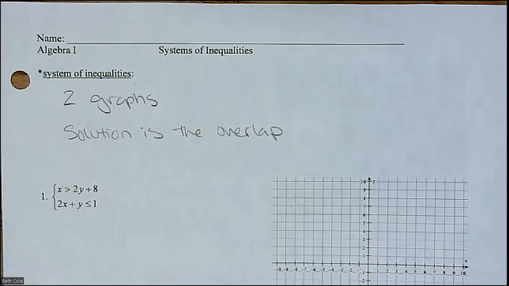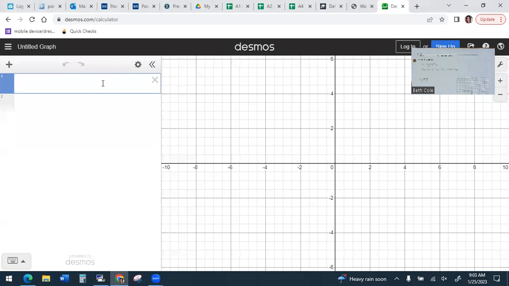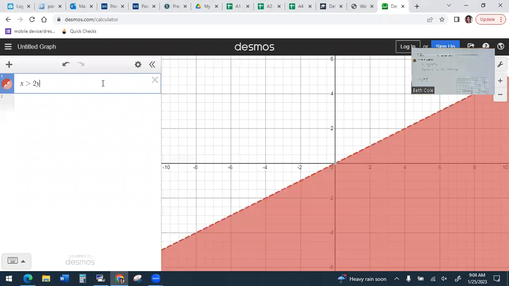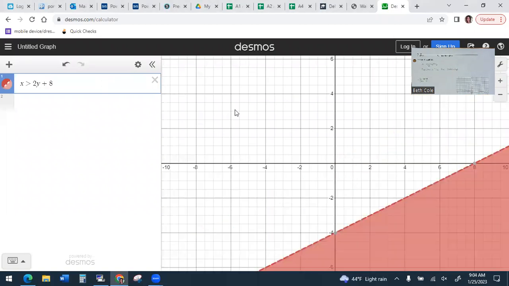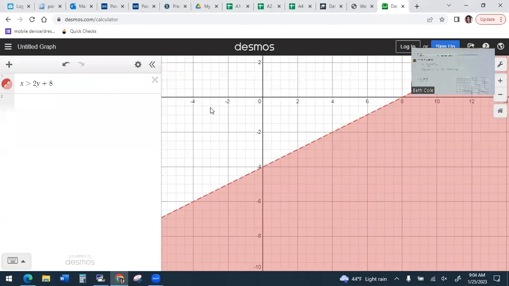I'm going to share my screen and open up Desmos and type in that first one, x greater than. And if you're like, that's it, Miss Cole, we're just going to type it in the calculator? Yes, you need to be friends with your calculator. Plus 8. Okay. Now it tells you, it will literally do the problem for you. You cannot miss these on your test.